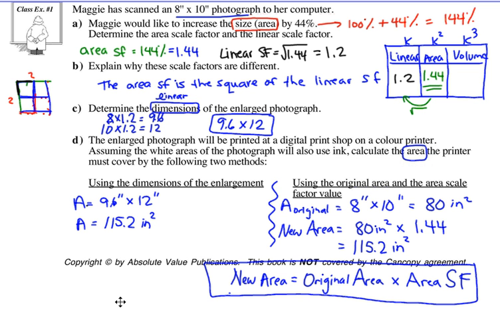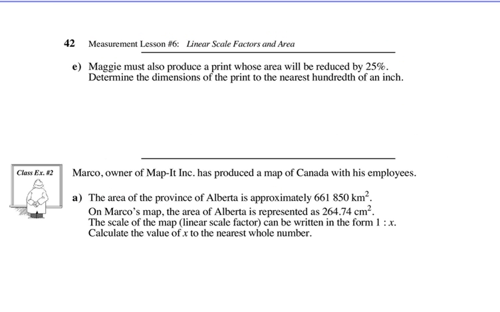All right, turn to the next page. Page 42. So Maggie also produces a print whose area will be reduced by 25%. So if it's reduced by 25%, we have our original 100%. We want to take away 25%. That means we have 75% remaining.